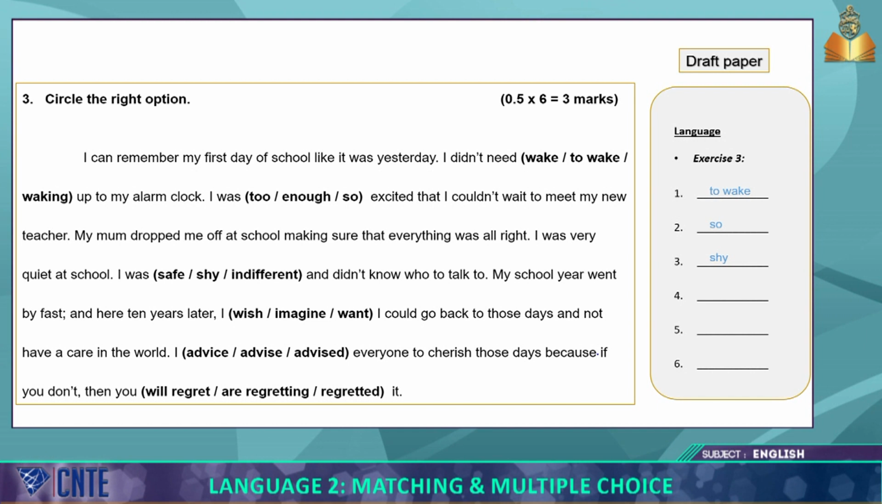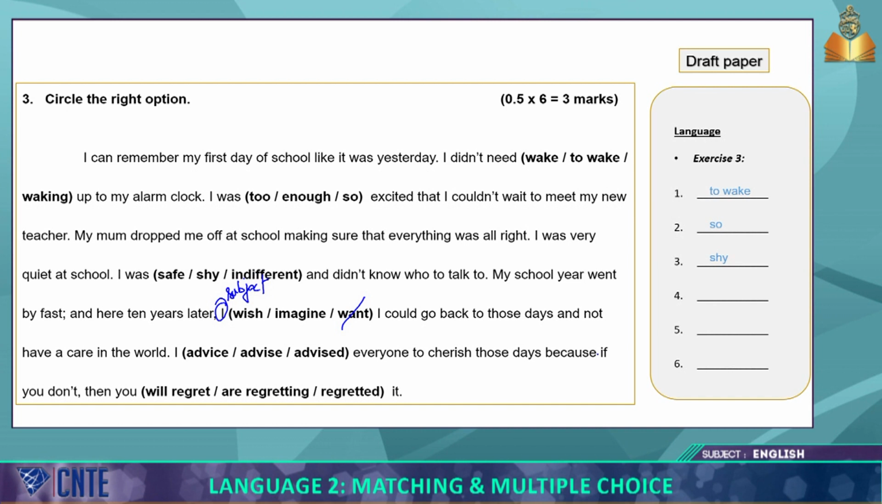And here, 10 years later, I wish, imagine, want, I could go back to those days and not have a care in the world. Okay, so in this sentence, the subject is I. It's followed by a verb in the present. To decide which one of the provided verbs is the right one, we have to focus both on grammar and meaning. We can discard want because it's not grammatically correct to say, I want, I could go back to those days.